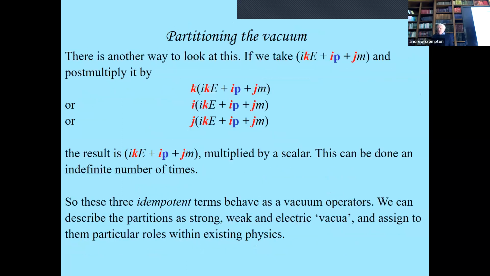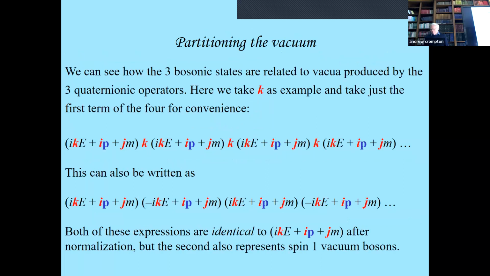We can do it in another way. If we take the nilpotent object, ikE plus ip plus jm, and we pre-multiply by k, i, or j, then we get the ikE, etc., multiplied by a scalar. And you can do it an infinite number of times. So these are idempotent terms. Idempotent means that multiplied by itself, you get itself. 1 is idempotent, 0 is nilpotent. So these partitions we can describe as strong, electric and weak interactions, and vacuum.